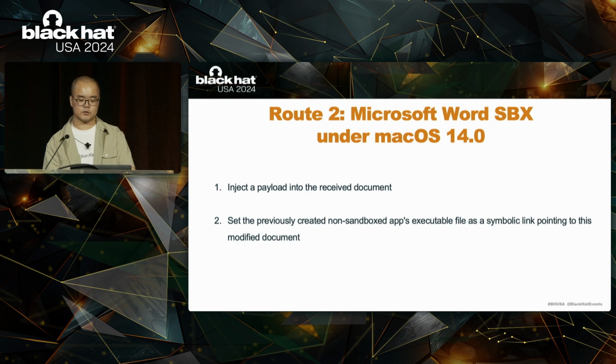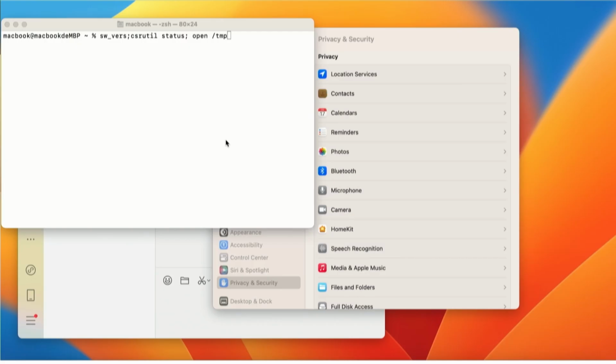So under macOS 14.0, if we want to escape from the Microsoft Word sandbox, we only need to inject the payload into the received document and set the previously created non-sandbox app's executable file as a symbolic link pointing to this modified document. Here is a demo.